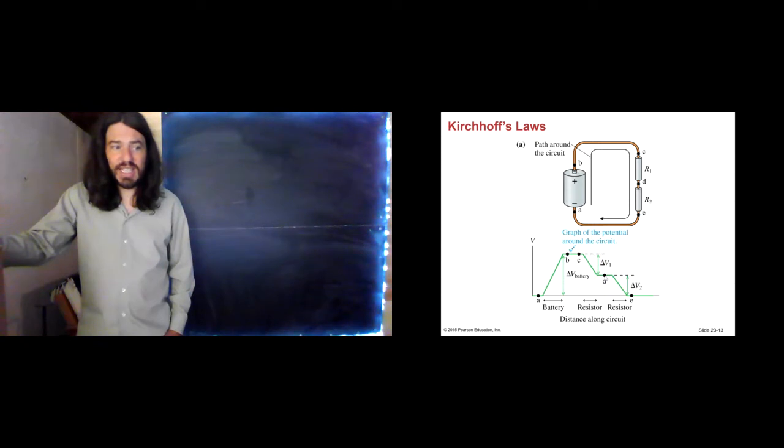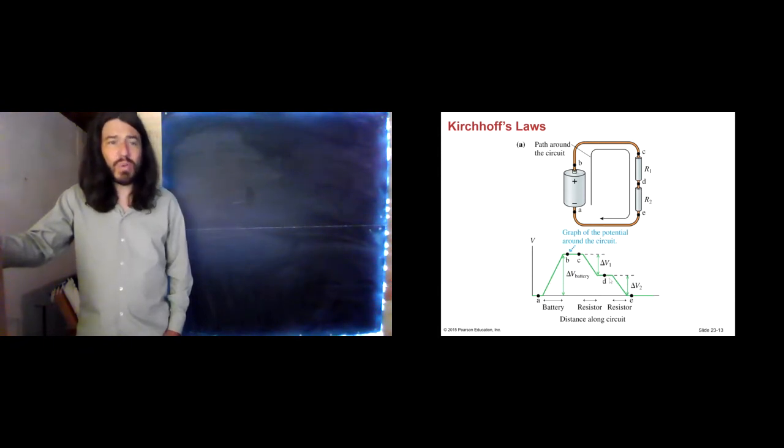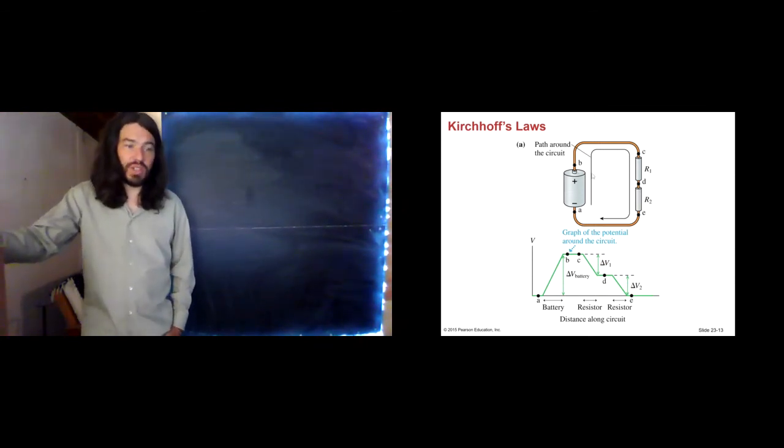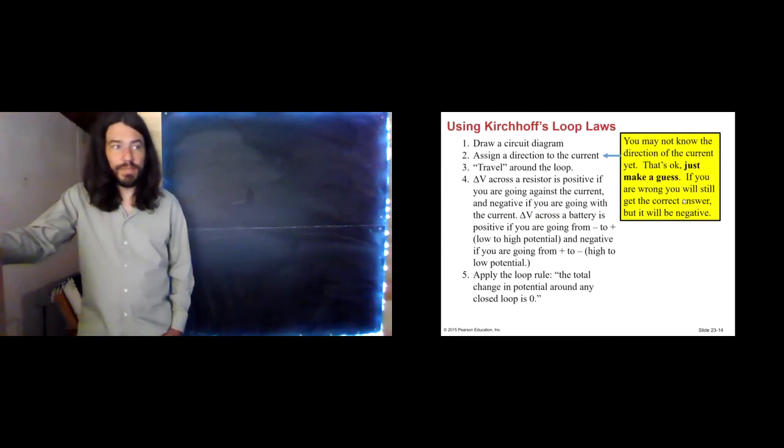Notice that if I had started at D instead, I just would have gone down first, back to A, up, and then down a little bit more. I still would have ended up where I started. There's nothing magic about starting right here. It doesn't matter where you start. If you get back to the same spot, your total change in potential would be 0.